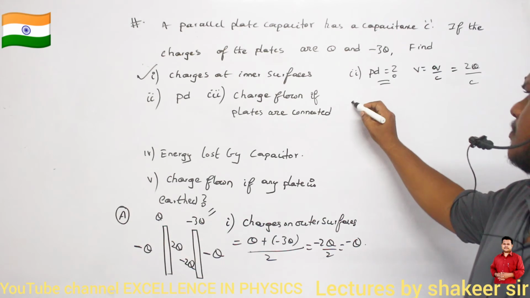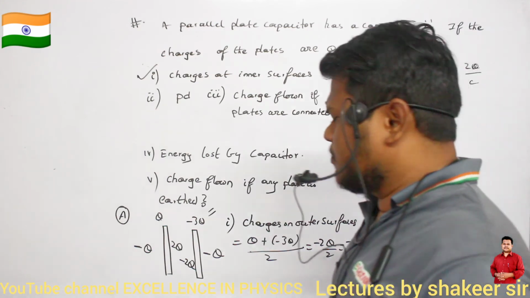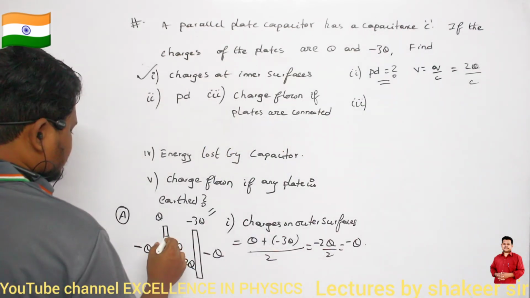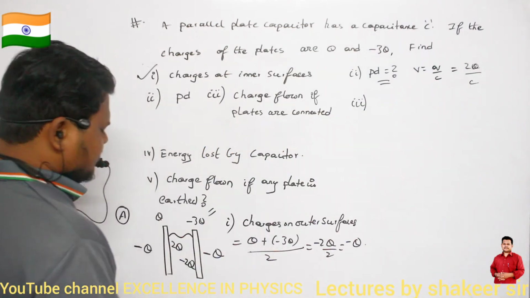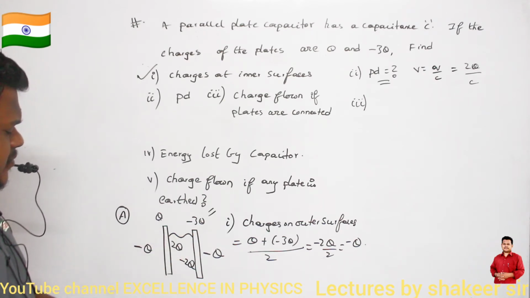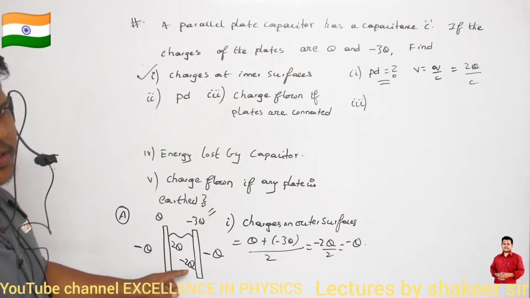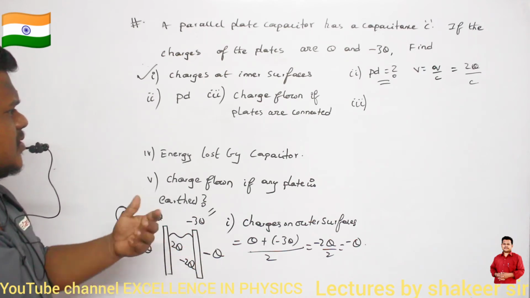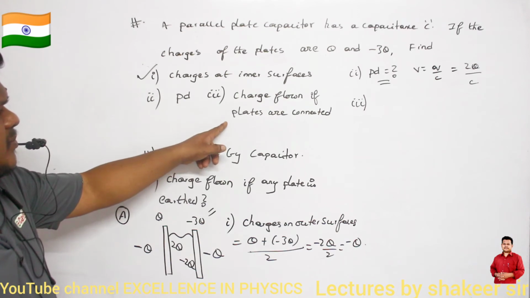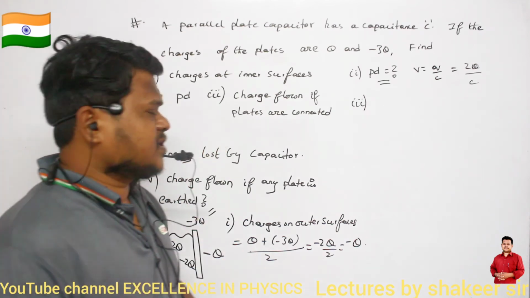Third question: how much charge will flow if the plates are connected? What is meant by plates being connected? If these two plates are connected by a conducting wire, what will happen? The +2Q and -2Q will cancel each other. So +2Q charge will flow from one plate to the other plate. That is the meaning of this.